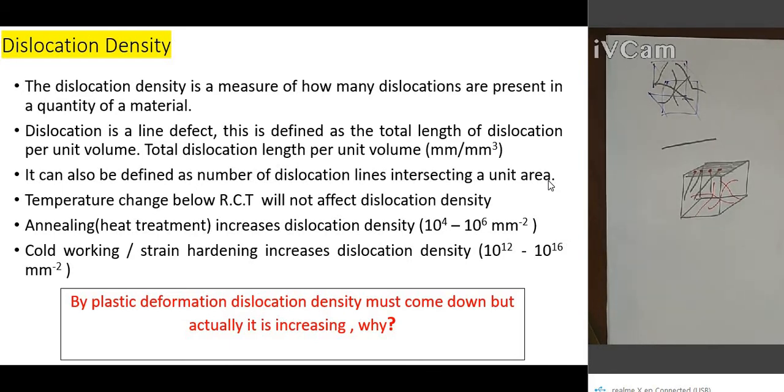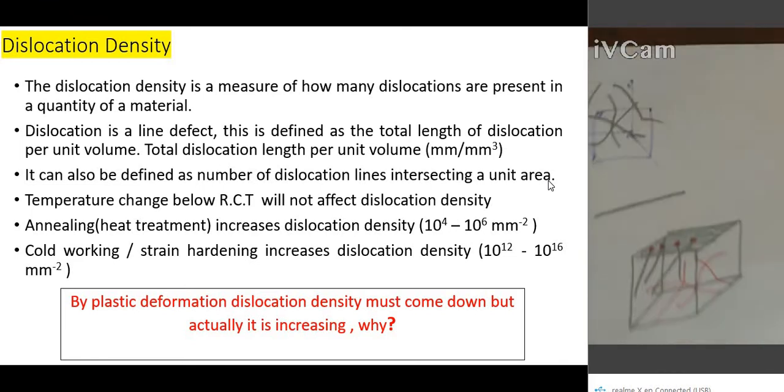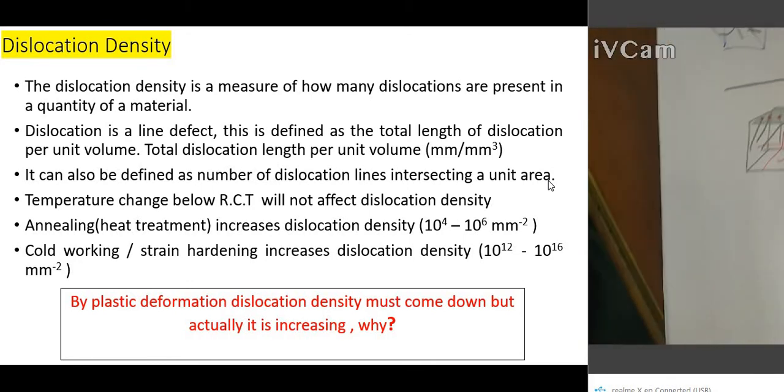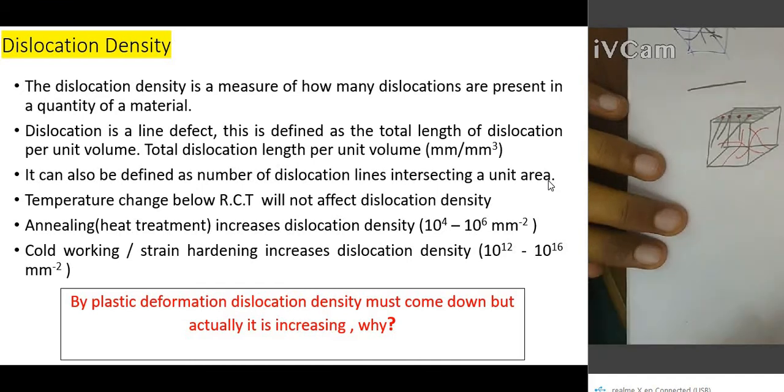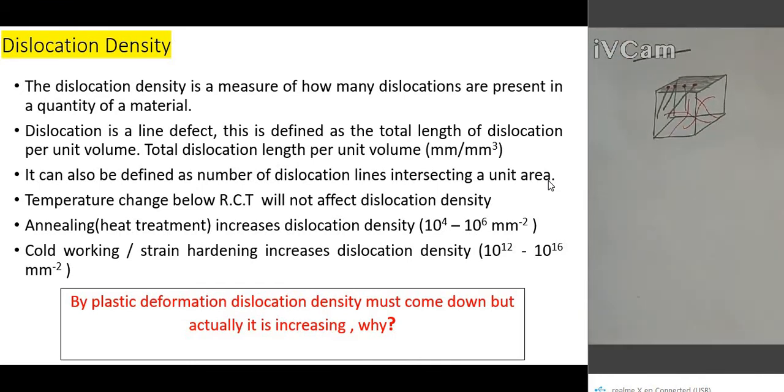Okay, and a temperature change below RCT will not affect the dislocation density. RCT is the recrystallization temperature. When we heat the material above the recrystallization temperature, which is a temperature range for any material, the grains will restructure, and their shape and size will change. Below the recrystallization temperature, dislocation density will not change.